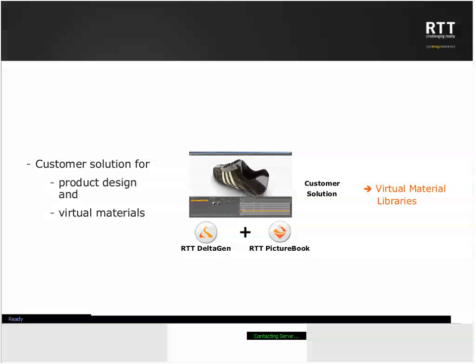In this customer scenario, we integrated virtual material libraries into RTT DeltaGen. The designer can access these libraries directly. PictureBook is connected with a PDM system, and its rules control the design workflow and released materials and assure proper product design. A virtual material is represented through 5 categories, for example, surface or color, and can be adjusted by the designer in predefined ranges, which lead to an intermediate result. For example, what you see here, the bump map or the height of it gets changed by the user.